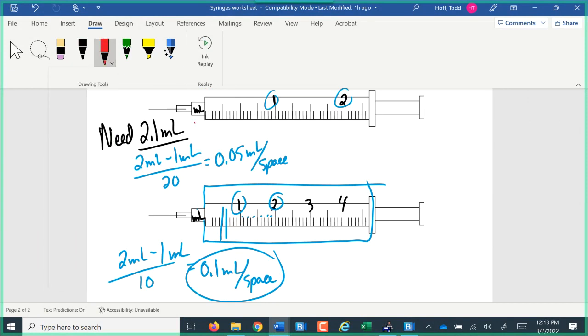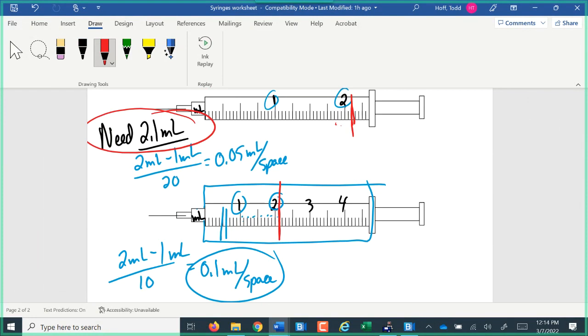If I need 2.1 milliliters, my first question is, is this smaller syringe big enough? And yes, we can get up to 2.1. 2.1 would be right here on that smaller syringe. On the bigger syringe, 2.1 would be right here. So you might be thinking, what does it matter? I can use either one. Both of them will hold 2.1 milliliters of fluid.